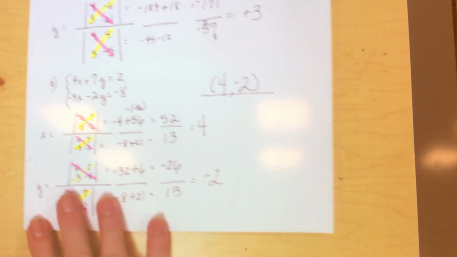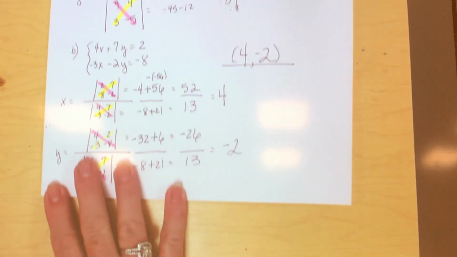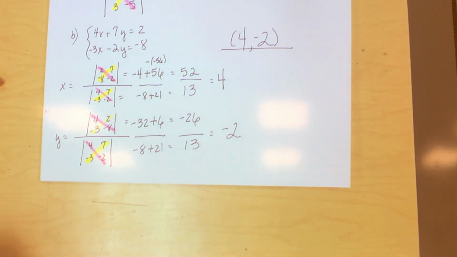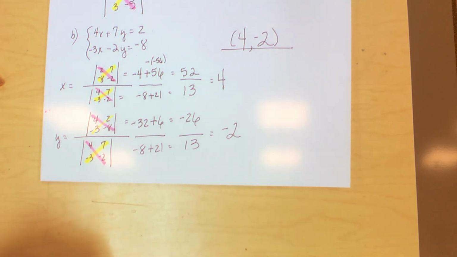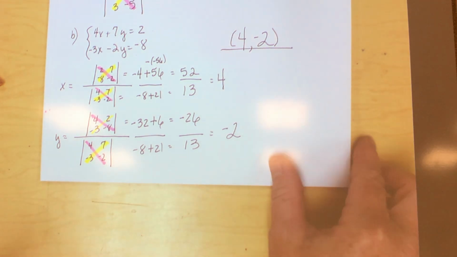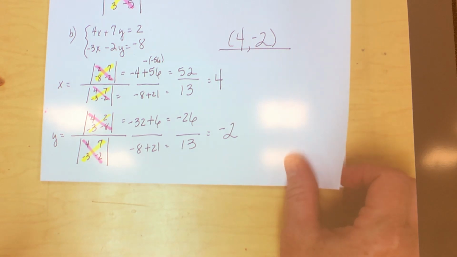All right, anybody got a question? 4, negative 2? No questions? Everybody good? Okay, so some kids really like to do it this way. Like I said, you don't have to think, you just kind of do it. There's no deciding, I wonder who I want to get rid of, the X's or the Y's? I think the elimination one's waiting here.